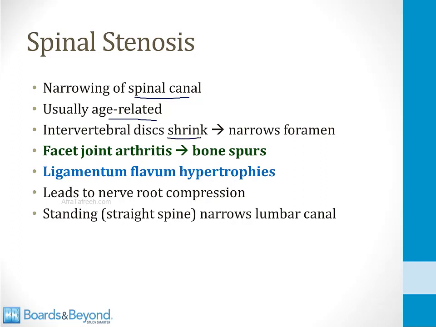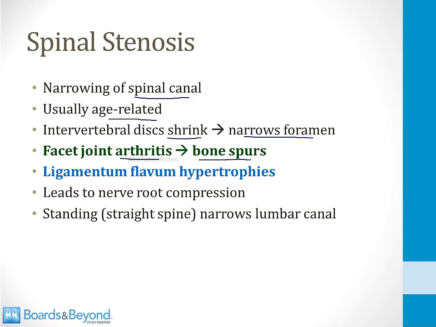They lose their fluid content. And when they do so, this narrows the foramen through which the nerves exit the spinal canal. In addition, as the intervertebral discs shrink, the facet joints in the spine rub against each other, and this leads to arthritis, which can lead to the development of facet joint bone spurs, and those can also impact the nerves as they exit the spinal canal.